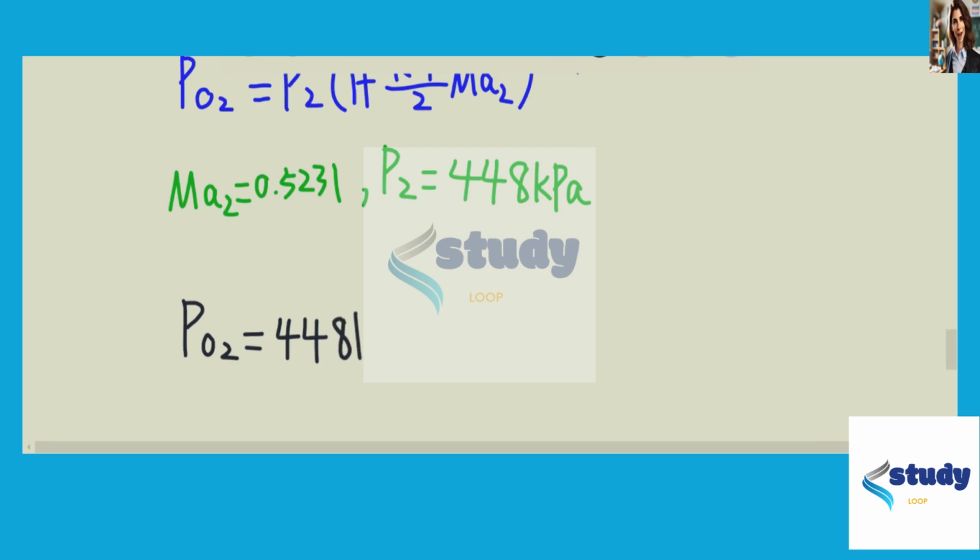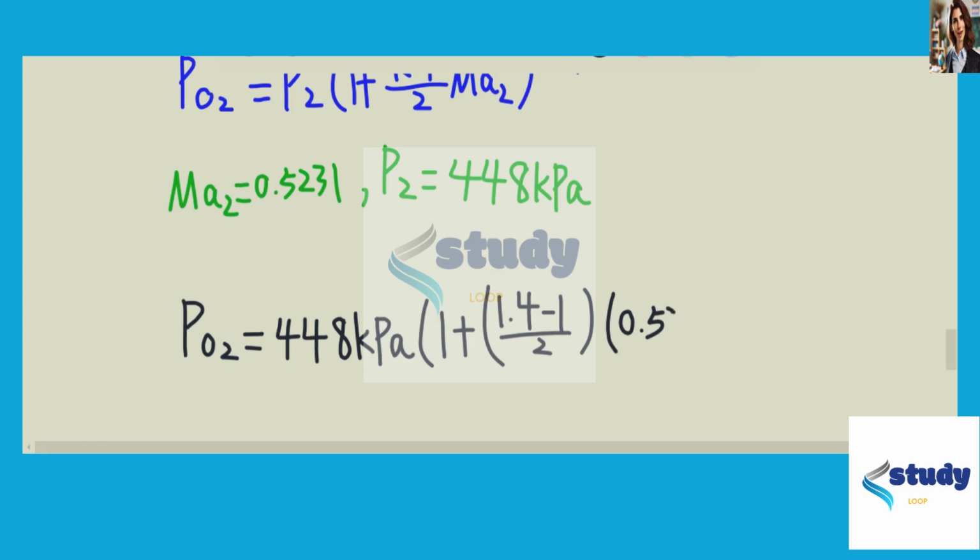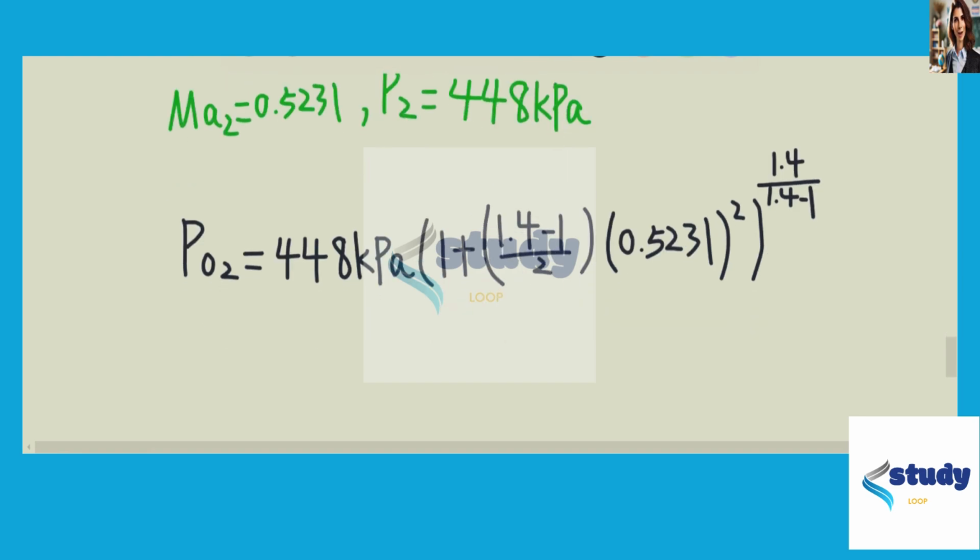448 kilopascal multiplied by 1 plus 1.4 minus 1 over 2, and then times Ma2 squared, which is 0.5231 squared, and then to the power of 1.4 over 1.4 minus 1. And this will give us the stagnation pressure after the shock is about 540 kilopascal. And these are the answers for this question.